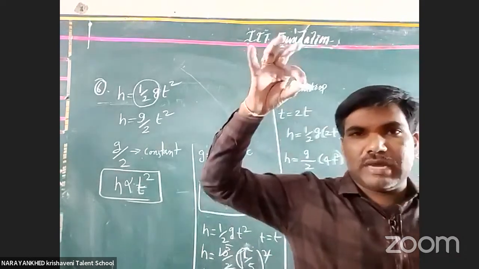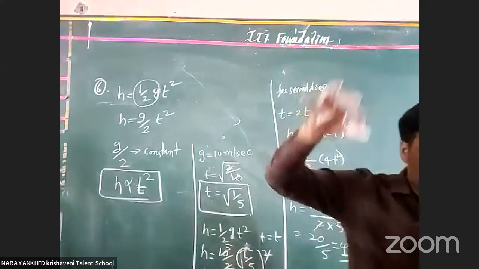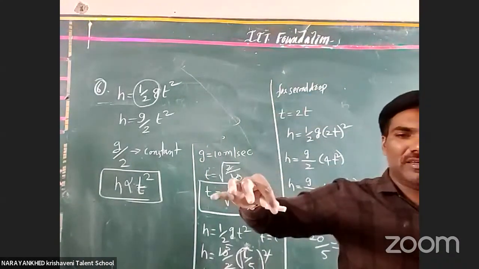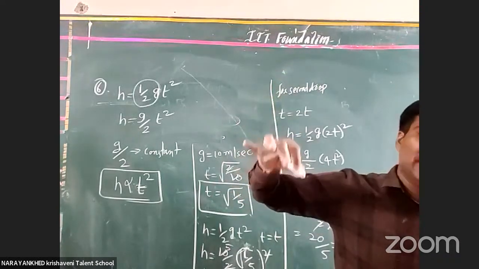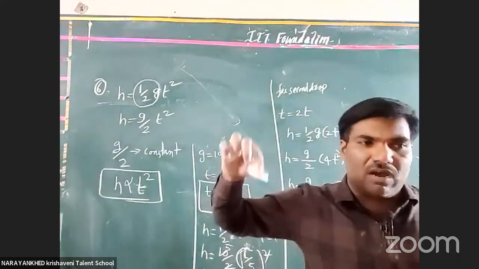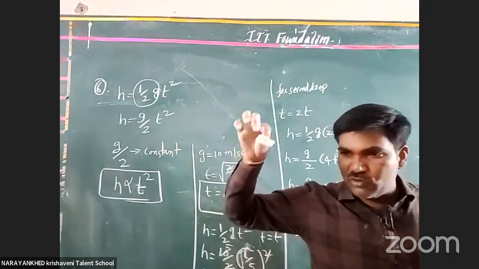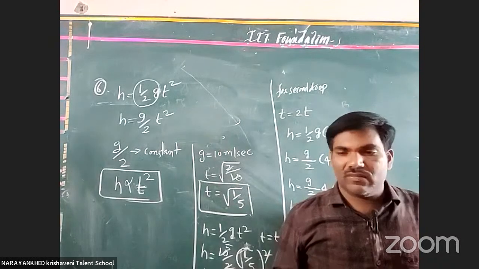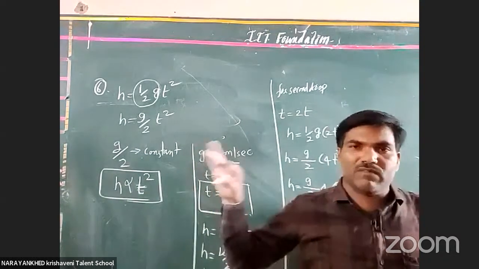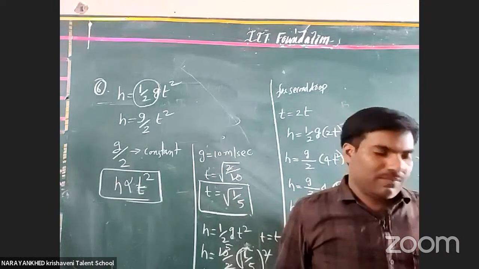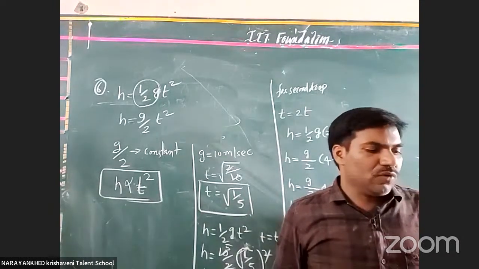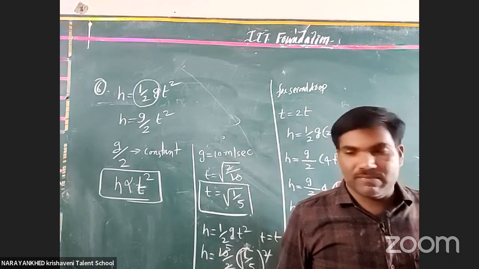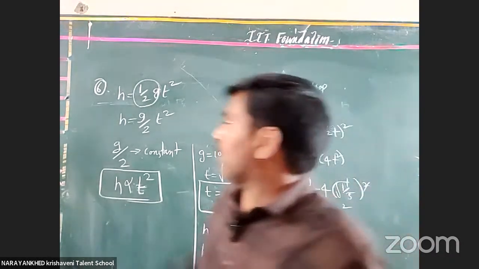Now the distance traveled by the body, or the height of the body, is directly proportional to the square of the time taken to reach the ground. The answer here is the square of the time of fall. That is answer C. The sixth answer is C.